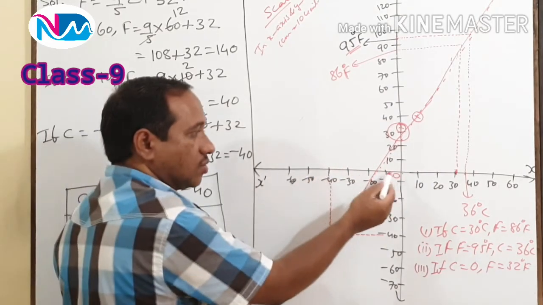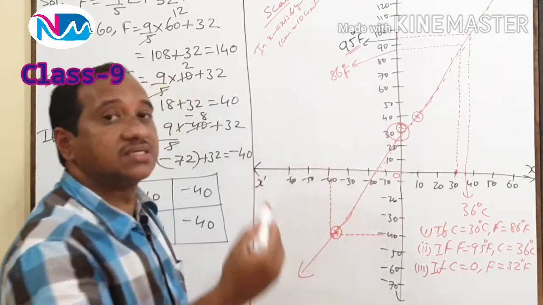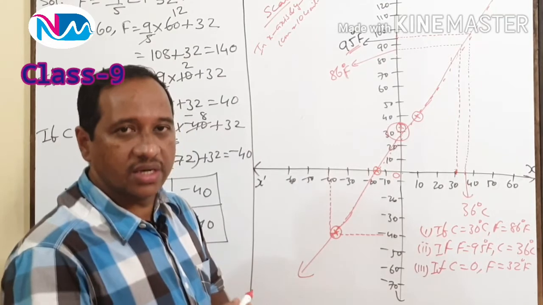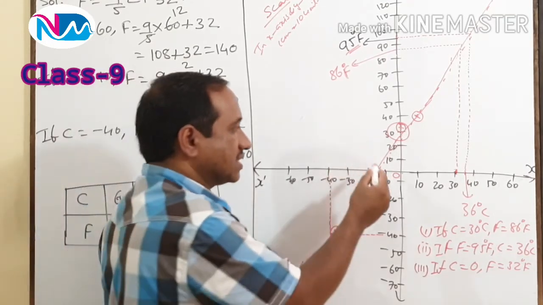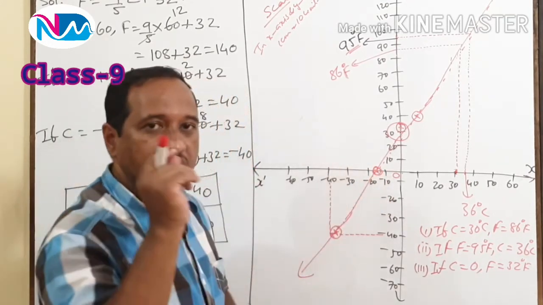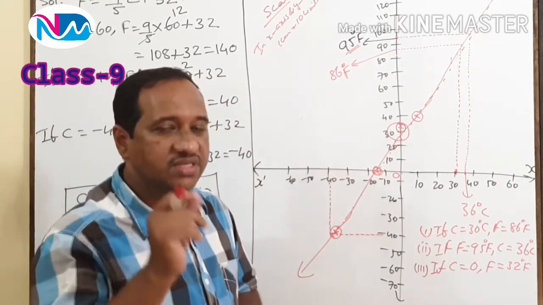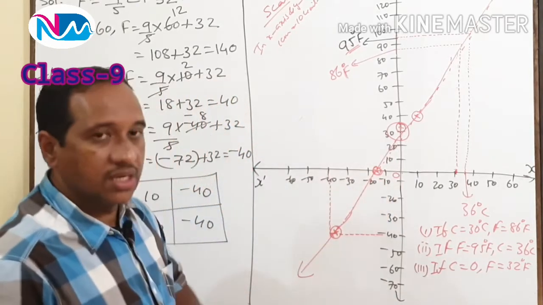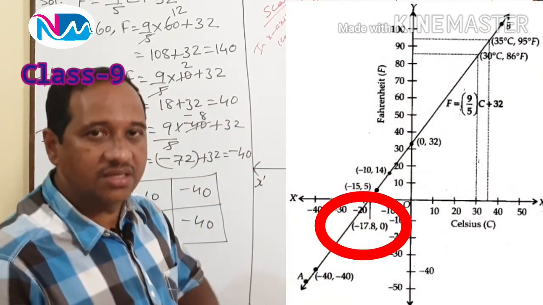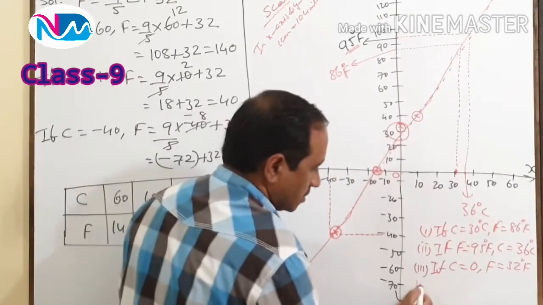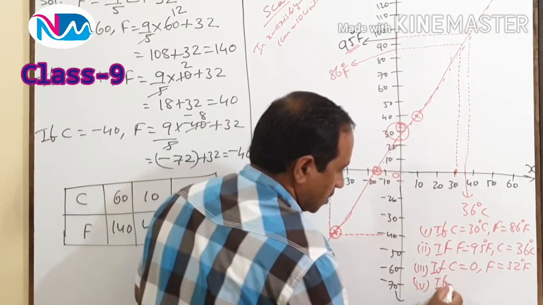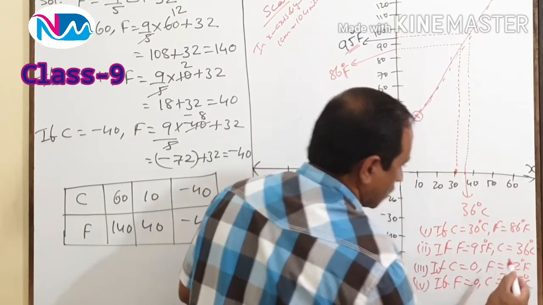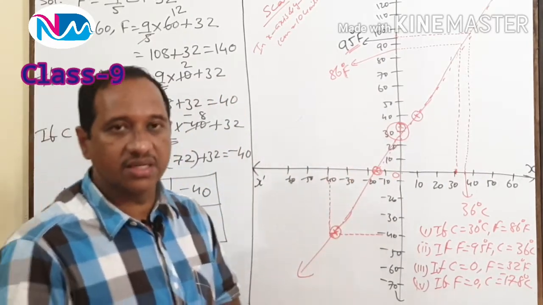And if F is equal to 0, then what is the Celsius scale? F is equal to 0 means the y coordinate is 0. If the y coordinate is 0, then it is on the x-axis. So this is the point with the y coordinate 0. F is equal to 0, then C, that is the Celsius scale, will be around minus 17.8 degrees Celsius. That is, if F is equal to 0, C will be equal to minus 17.8 degrees Celsius.